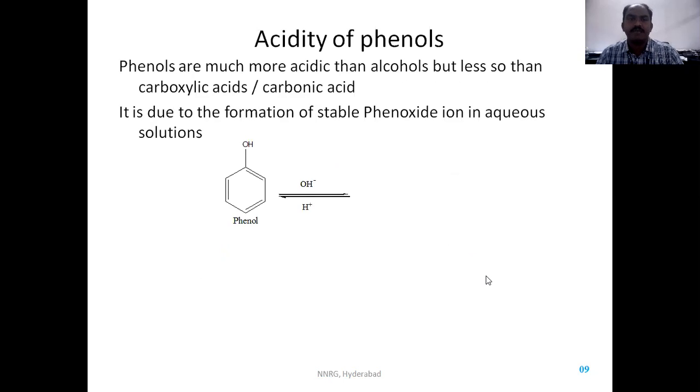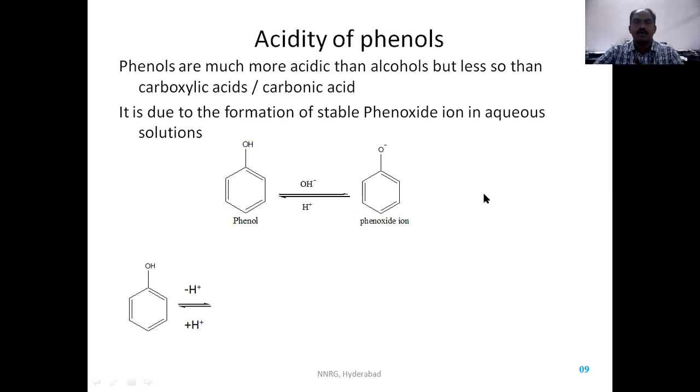Acidity of phenols is very important because phenols are more acidic than alcohols. We compare the acidity of phenols with alcohols. Phenols are much more acidic than alcohols, but less acidic than carboxylic acids or carbonic acid. Why? Because phenols have a stable phenoxide ion in aqueous solution compared to alcohols. Whenever treated with OH, phenol forms a stable phenoxide ion.